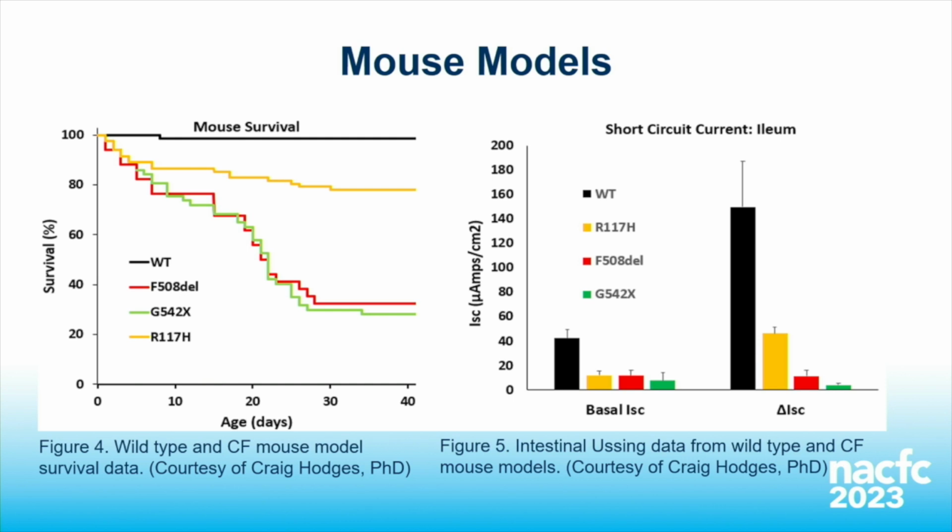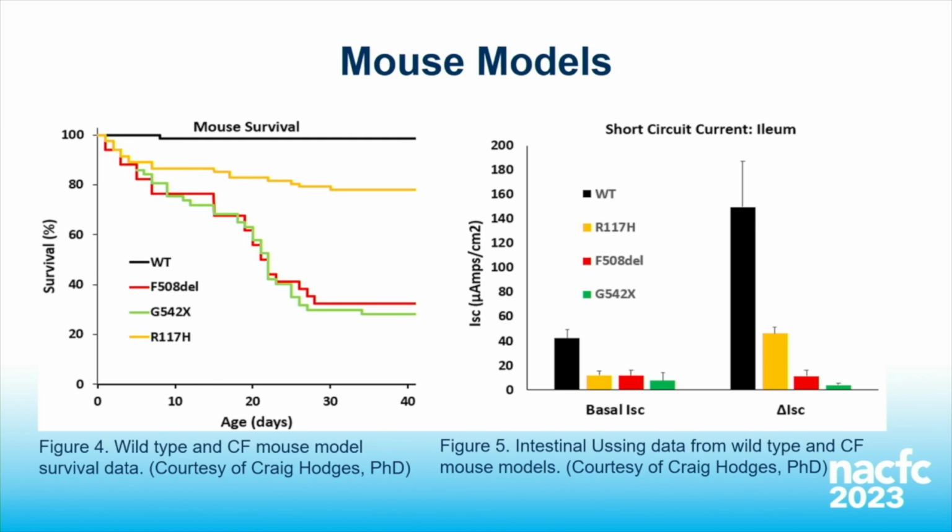So with this information in hand, we went on to choosing our mouse models. Of course, for our control, we use the wild-type mice. These mice do not manifest any CF phenotype. For our CF genotypes, we chose the R117H mouse model. This mouse produces a more mild CF phenotype.